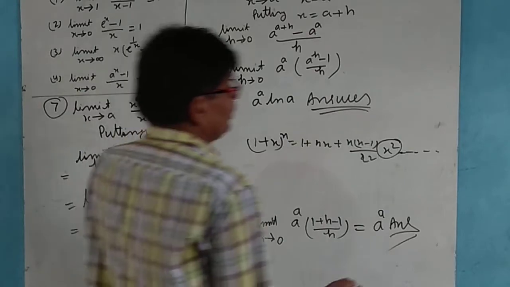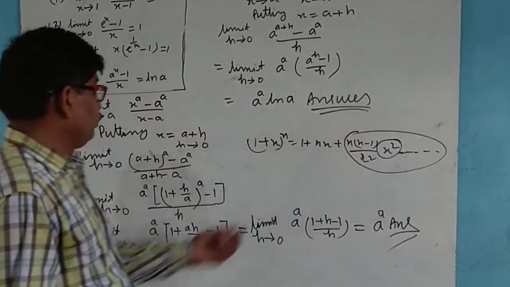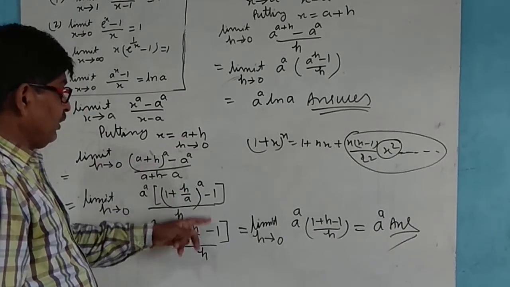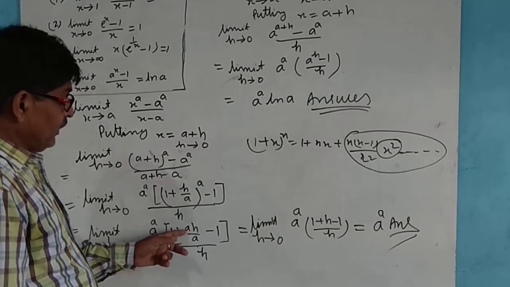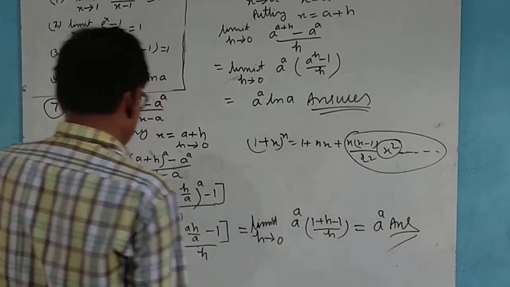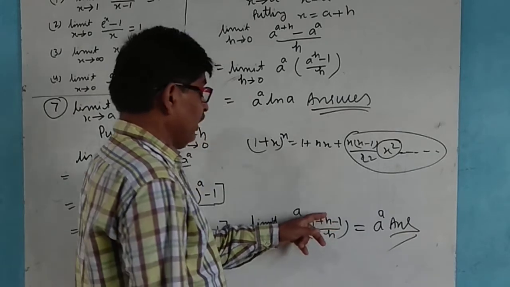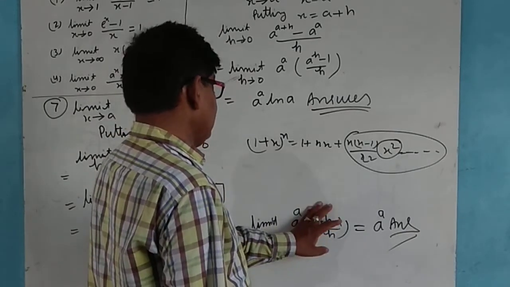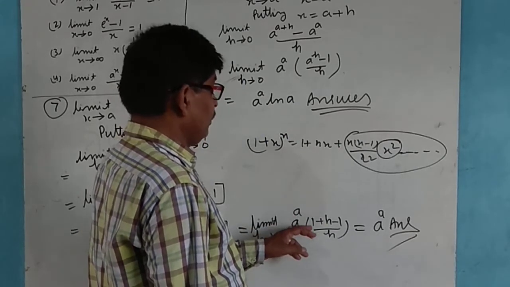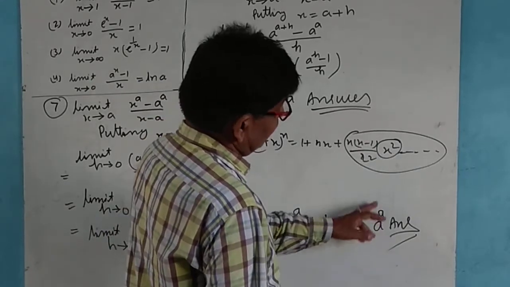Since x is a small quantity, these higher terms are removed and only two terms remain, so 1 plus a h by a minus 1. The a cancels, 1 plus h minus 1, and a to the power a divided by h. Now 1 cancels, h is also cancelled, so the limit as x tends to 0 is a to the power a multiplied by 1. This is our answer, a to the power a.